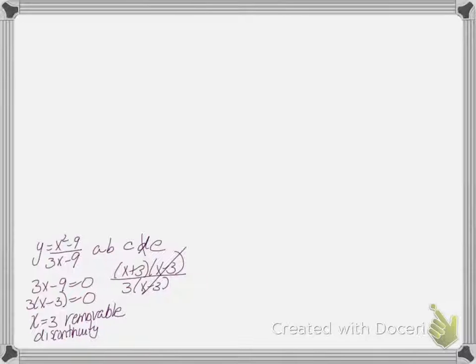So if you look at the choices, A says there's a vertical asymptote at x equals 3. We know that's not true because we just removed it. B, we have not looked at the horizontal asymptote yet. C says there's a removable discontinuity at x equals 3. Yes, we know that for sure. So we'll just stop right there, and 8 was C.